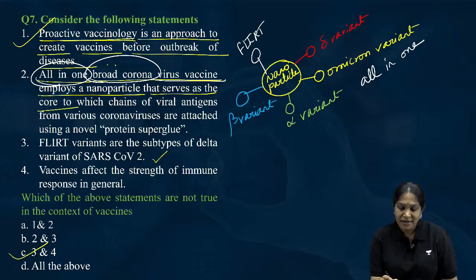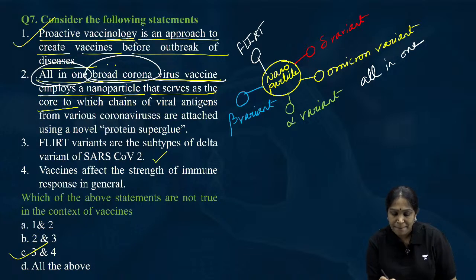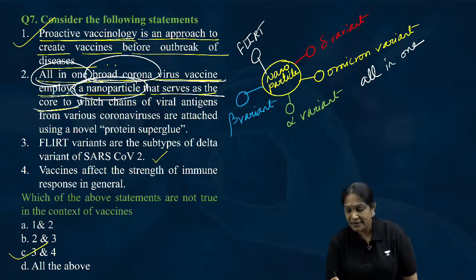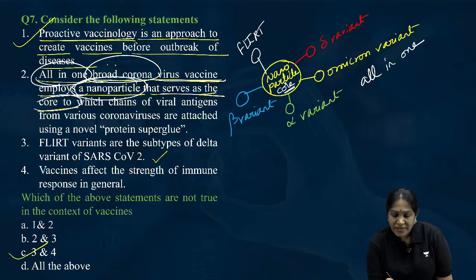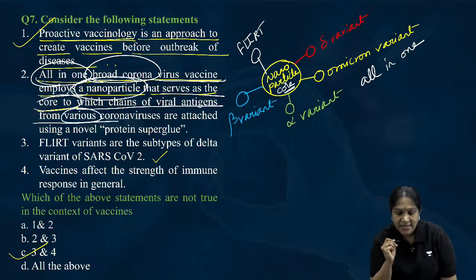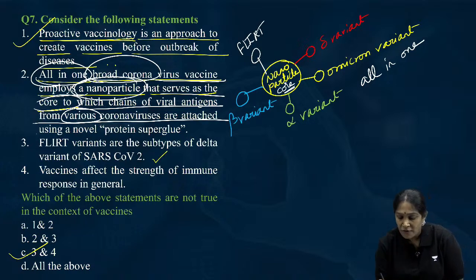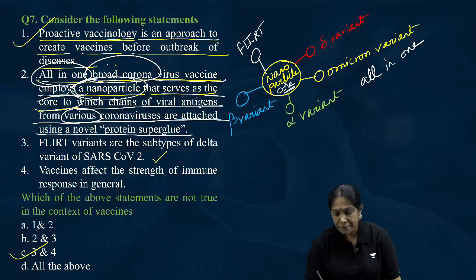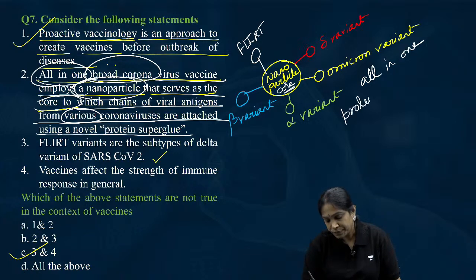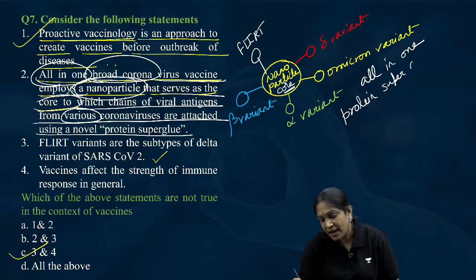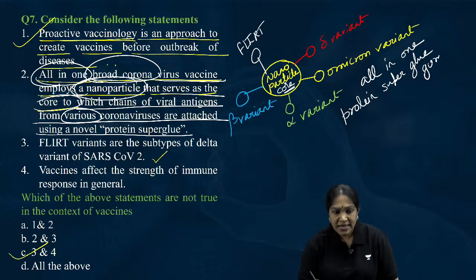This is a combination. Broad coronavirus vaccine employs a nanoparticle that serves as a core. Look here, this nanoparticle is the core, to which chains of viral antigens from various coronaviruses are attached using a novel protein super glue. Glue means what? Something like gum, like an adhesive, is used to attach them all.